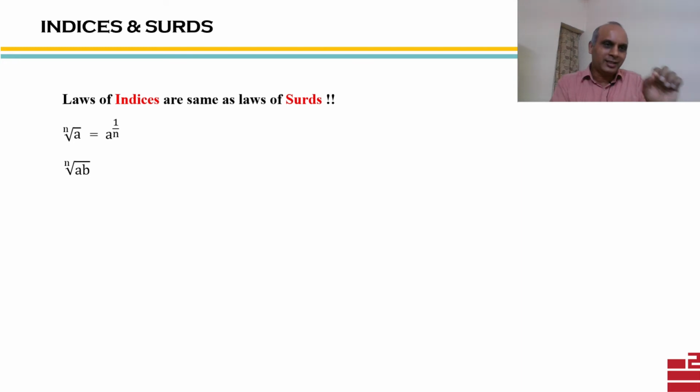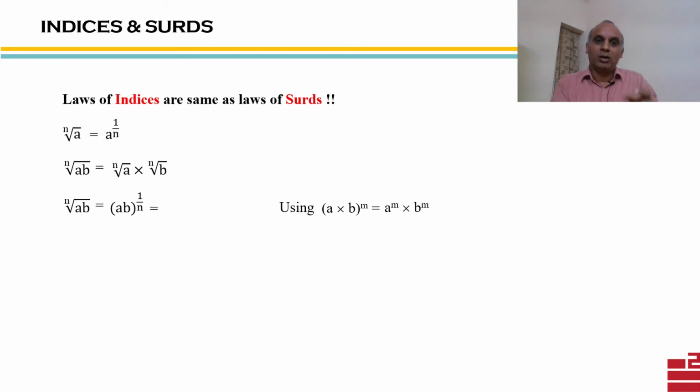Now we can write this expression as (ab) to the power 1 by n. Now applying the rule of indices, which was (a into b) to the power m equal to a^m into b^m, here also (ab) to the power 1 by n will be a to the power 1 by n into b to the power 1 by n. And so this becomes nth root of a into nth root of b.